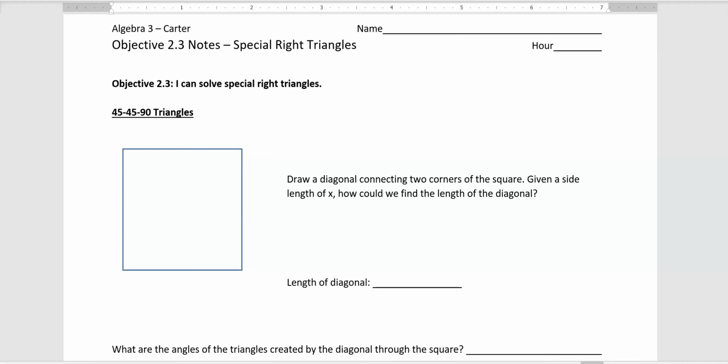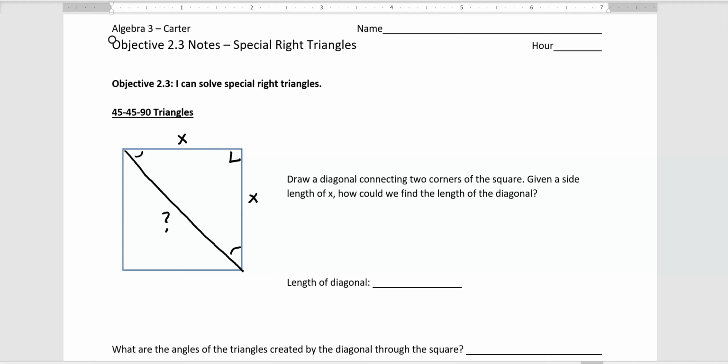So 45, 45, 90 triangles can easily be demonstrated if we think of a square where we have a diagonal connecting two corners. All right, so this would be an angle bisector. So we would have one right angle and then two angles here that are equal. Okay, so if we have a side length that is x long on our square, how could we figure out how long that diagonal is?